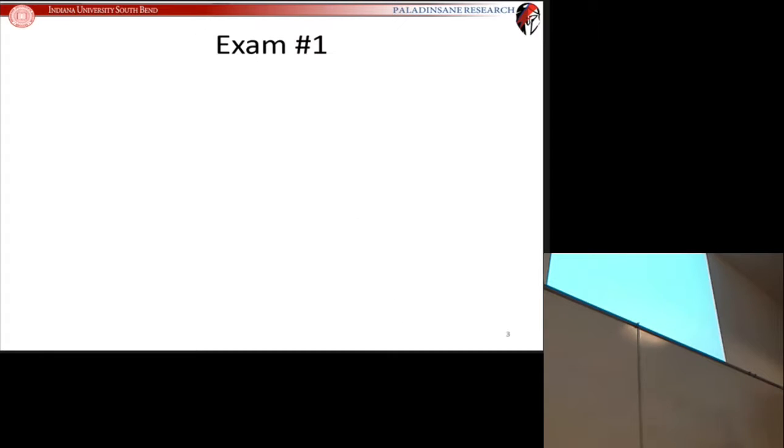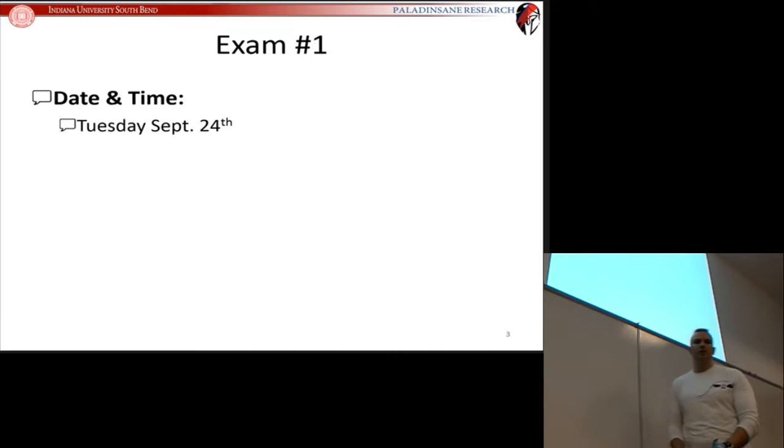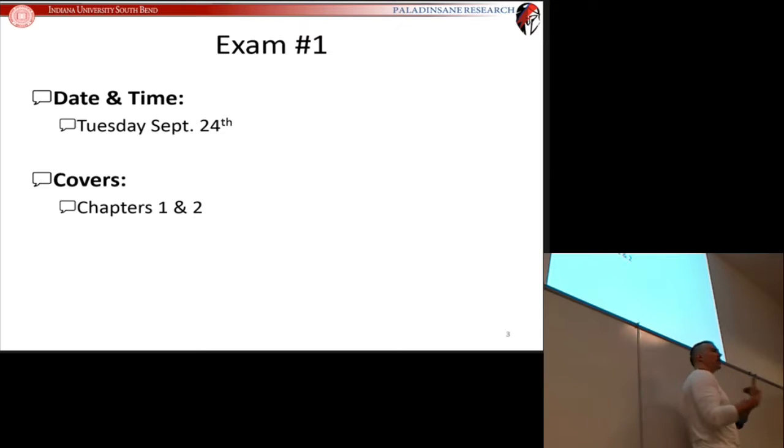We got exam number 1 coming up next week. So that is going to be Tuesday, a week from today. And that'll be during class time. And it's going to be covering chapters 1 and 2. So it will be covering frequency distributions, frequency graphs, frequency tables, order of operations. It'll be covering how to calculate the mean, the median, and the mode. It'll be covering how to calculate some squared deviations, standard deviation, and variance.